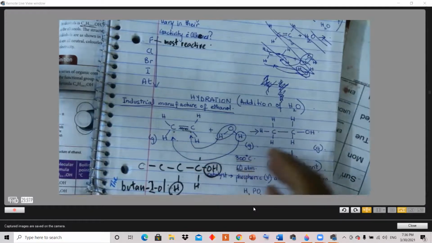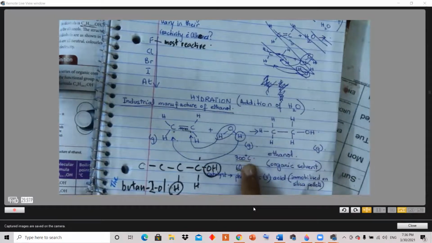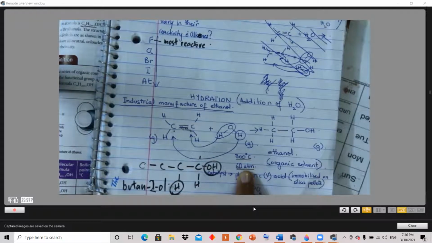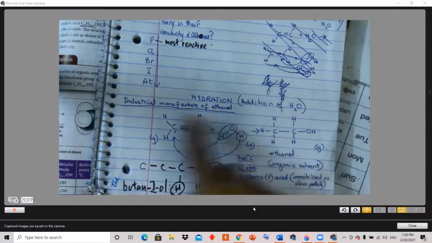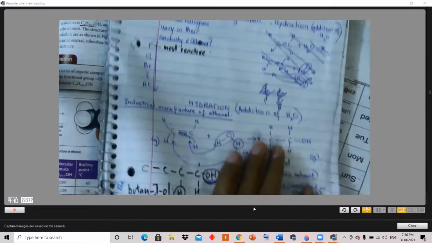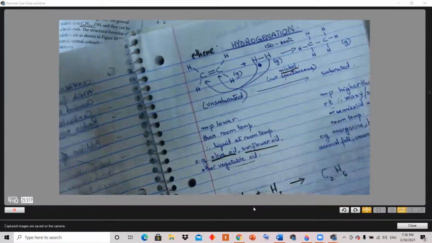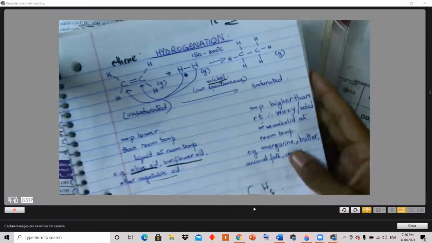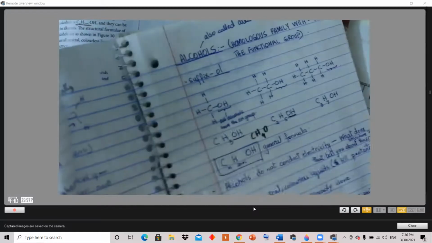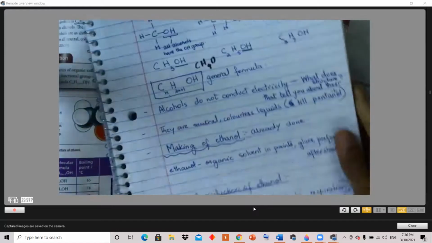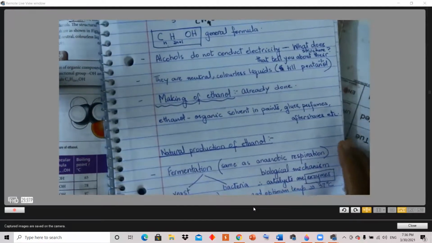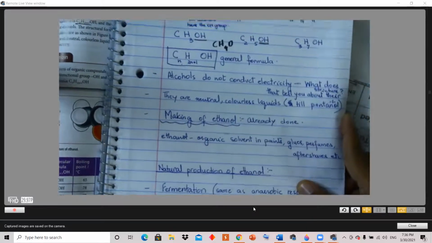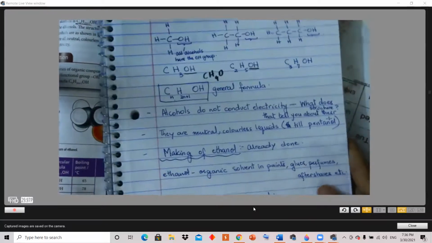So this is done industrially at 300 degrees Celsius and a pressure of 60 atmospheres. This is how it is industrially done. But there are two ways of making ethanol. Another way is fermentation. Okay, why do we make ethanol, by the way?